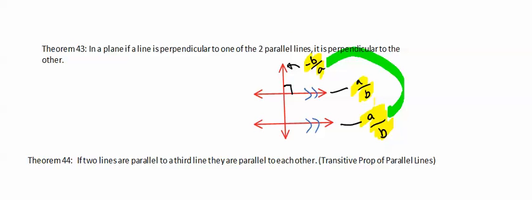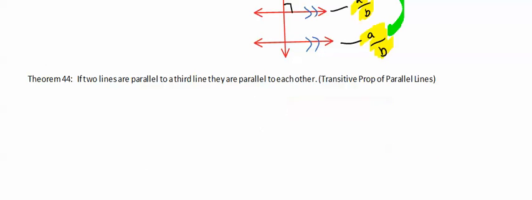Well, since this is opposite reciprocal to this one, you'll notice it will also then be the opposite reciprocal to the other parallel line. And finally, theorem 44: if two lines are parallel to a third line, then they are parallel to each other. And this is kind of the basic transitive property of parallel lines.